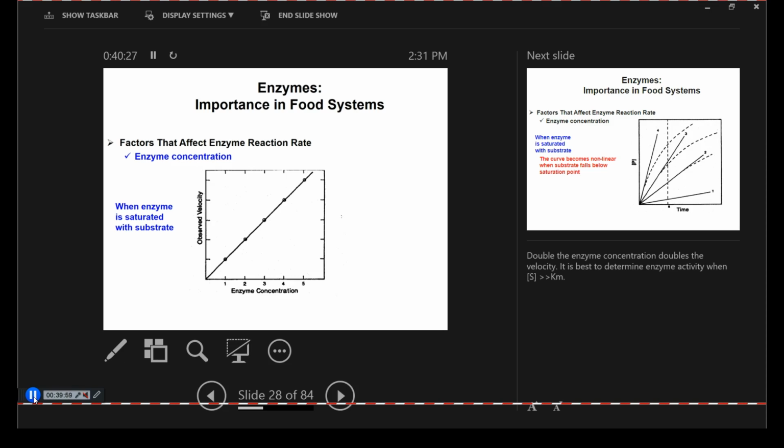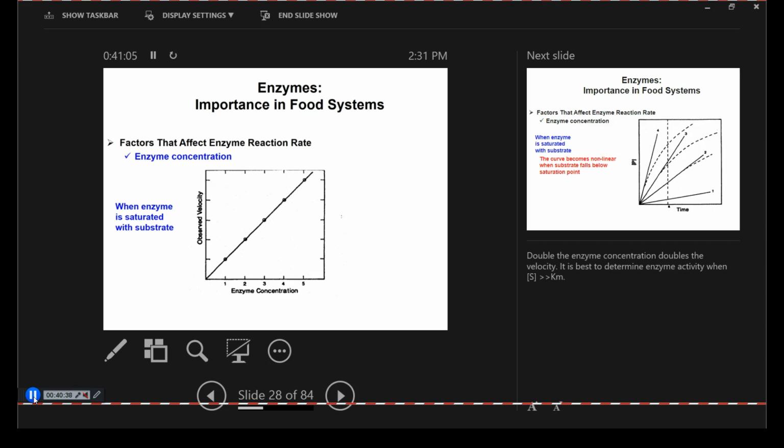So, factors that affect the enzyme reaction rate. We have several factors that affect the enzyme reaction rate, and one important factor is enzyme concentration. Theoretically, there is a linear relationship between enzyme concentration and velocity. As enzyme concentration increases, we have a higher rate or higher speed of the reaction. And this is the case when the enzyme is saturated with the substrate, so we don't have the substrate as a limiting factor.